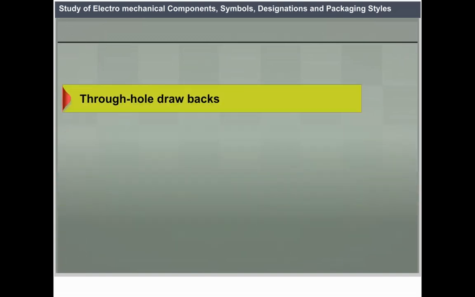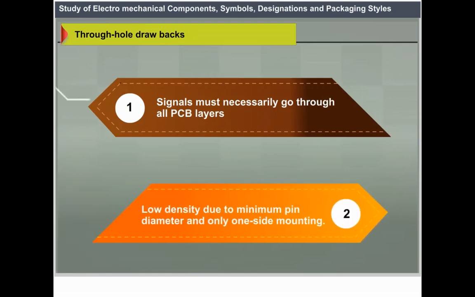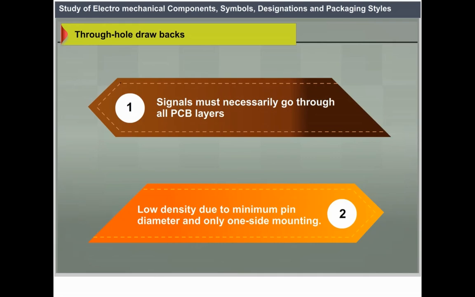Through-hole drawbacks. Signals must necessarily go through all PCB layers. Low density due to minimum pin diameter and only one side mounting.